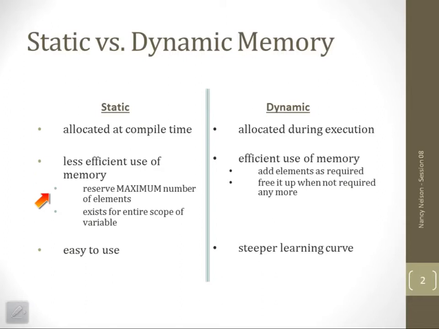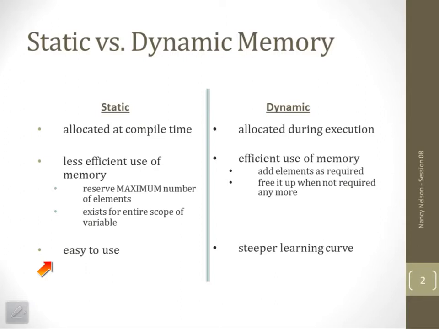In some cases, it's a much less efficient use of memory. For arrays, for example, we know that we have to overestimate how many values we might store in there, particularly if the user's involved or we're reading data from a file. And the other thing is that if we've had to reserve this big array, it exists for the whole time that the program is running, or the whole scope. The nice thing about it, though, is that it's very easy to use. Whenever we're learning to program, we'll always start with static data.